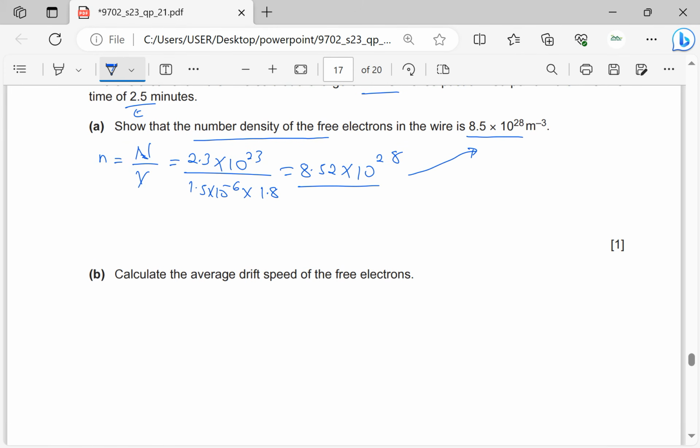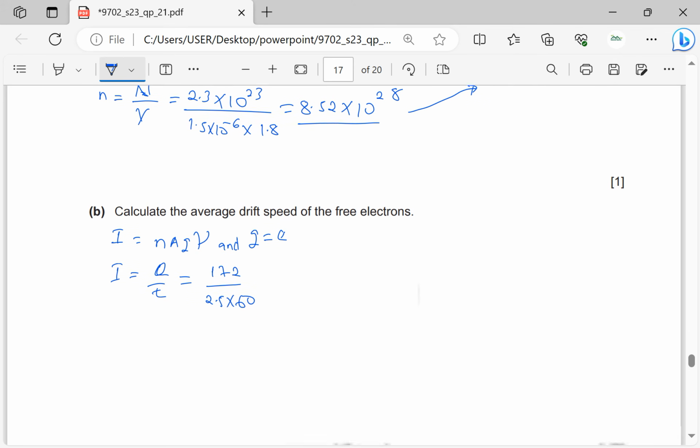Then calculate the average drift speed of the free electrons. So first of all, we know that current is equal to nAqv, where q is now going to be e. And current is equal to charge over time t. So the current is going to be charge over time t, where the charge is 172 coulombs. The time was given as 2.5 minutes, so I will say 2.5 times 60 to change it to seconds.